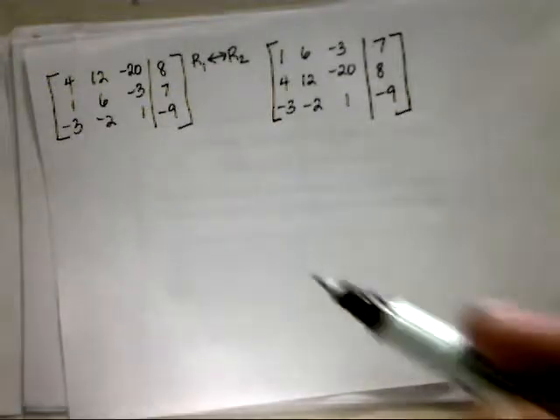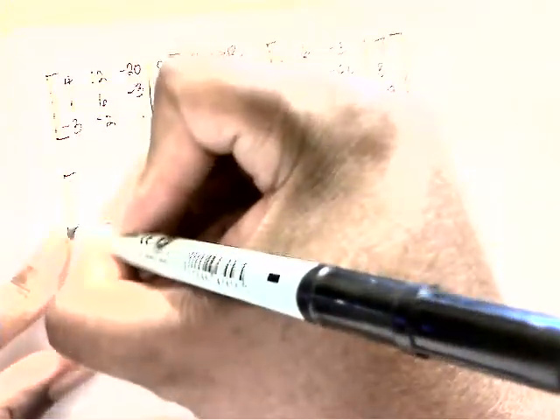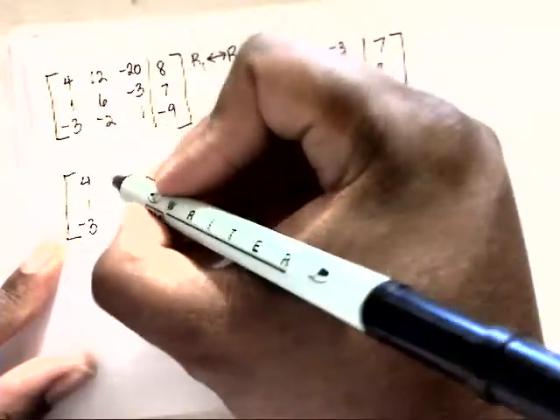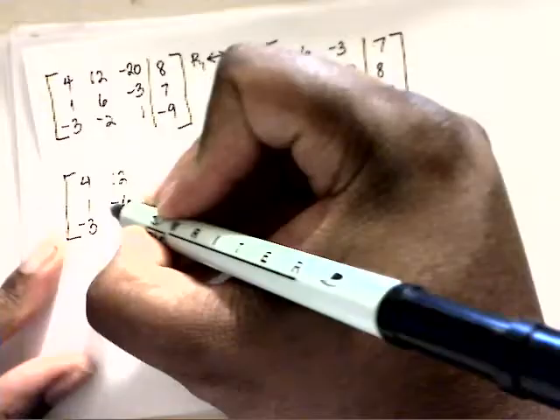Part B is taking 1/4 of row 1. So let me go ahead and rewrite the original matrix that I started off with.